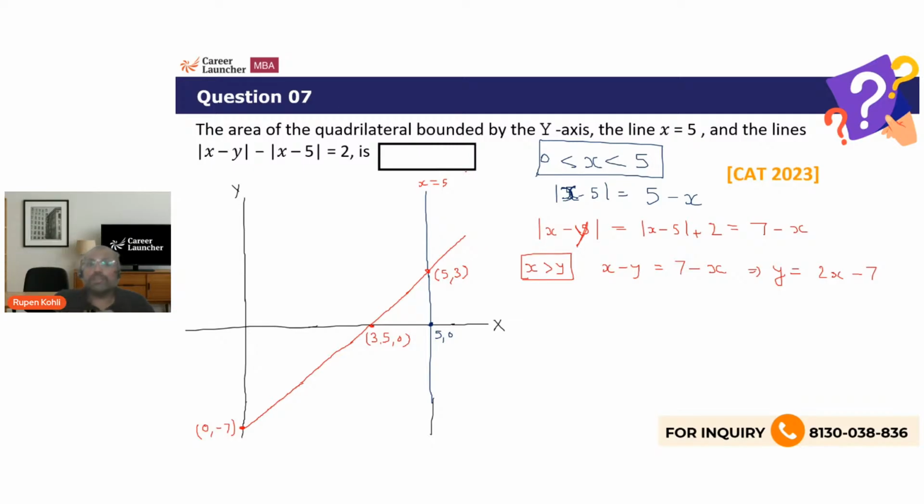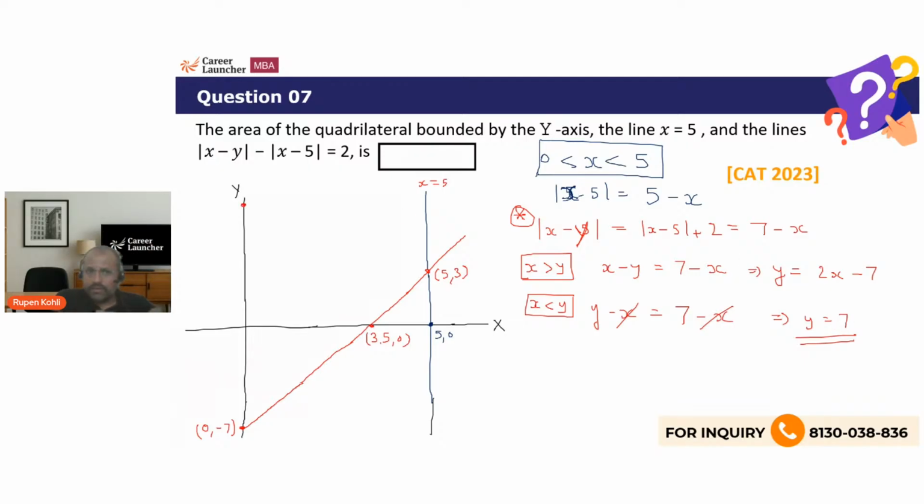We need another boundary to finish the quadrilateral. And for that, we need x being less than y. Remember, this is the equation that we are working upon: mod x minus y equals 7 minus x. We are opening it in two different ways. When x is more than y, we get this line. When x is less than y, mod x minus y will become y minus x. And that should equal this 7 minus x. This time minus x cancels. We simply get y equals 7, a very simple horizontal line.